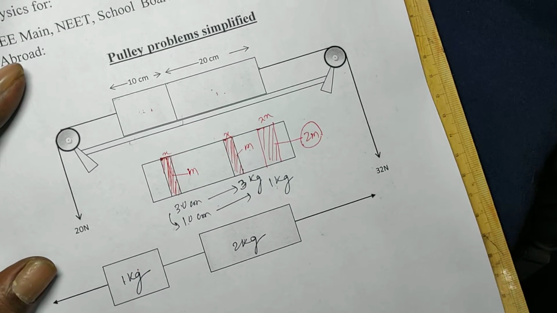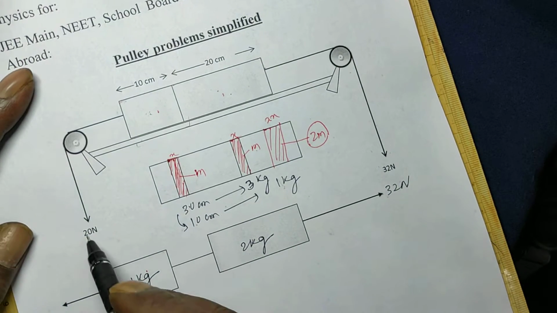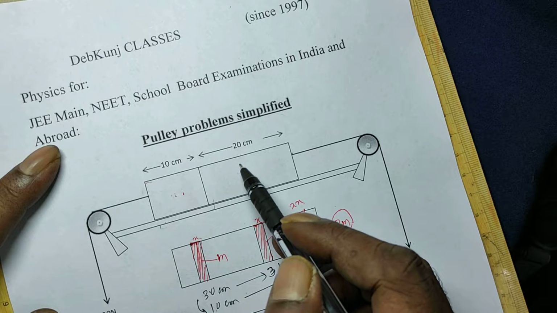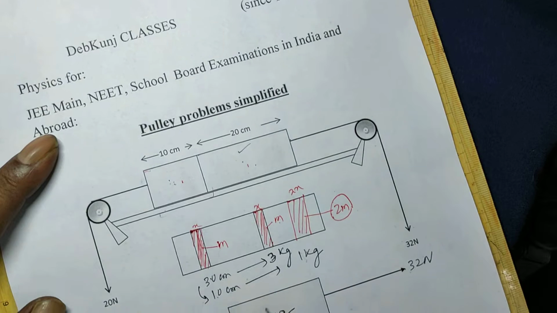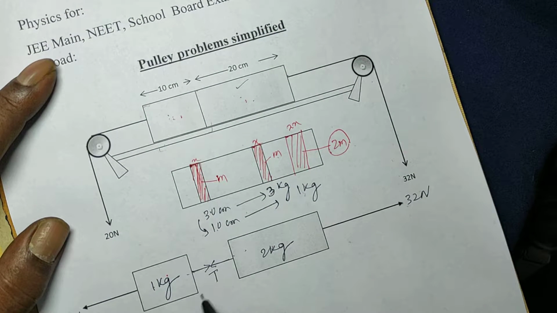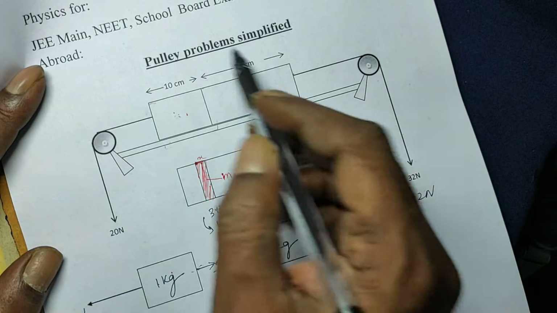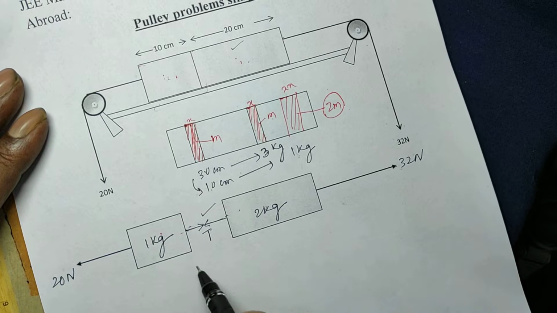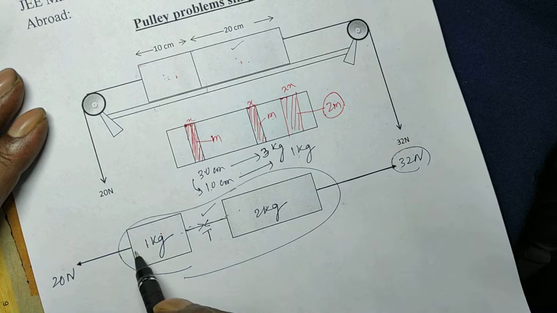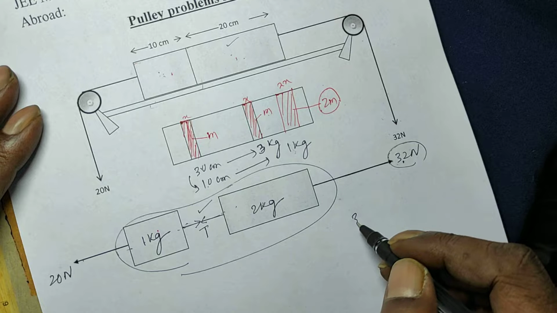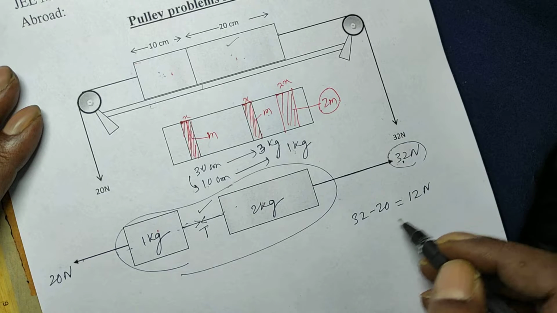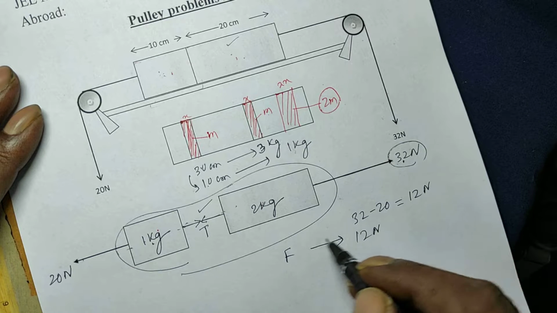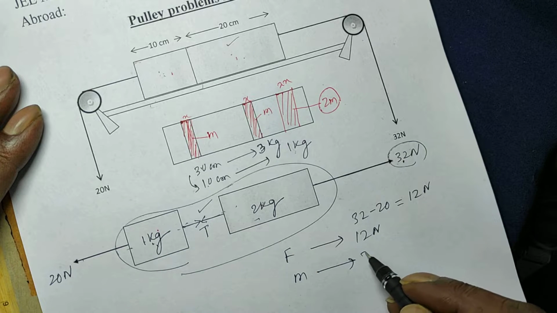Now this 32 Newton I am showing here, and this 20 Newton I am showing here. I have added a string in between. Whatever force this 20 centimeter part is exerting on the 10 centimeter part is the same thing as saying the tension in this string, right? This string does not have a mass, so it doesn't make any difference. So the net force on this system, 32 Newton to this side, 20 Newton to this side, is 32 minus 20, that is equal to 12 Newton to this side. And the net mass is 2 plus 1, that is equal to 3 kg.